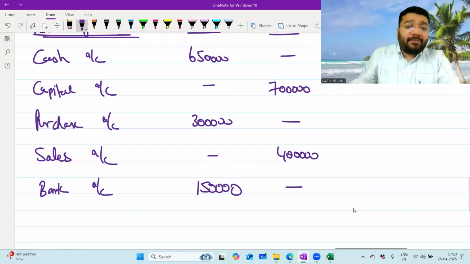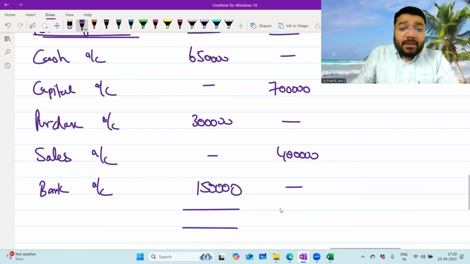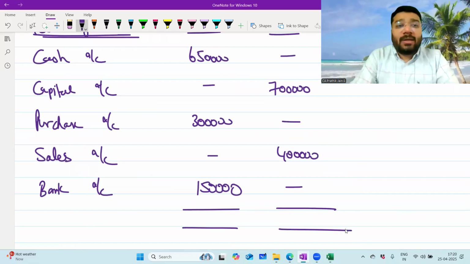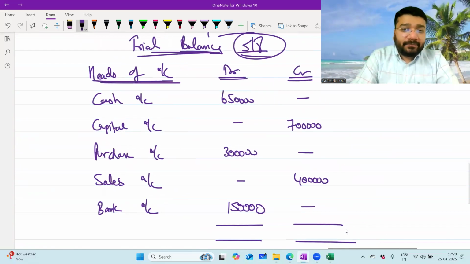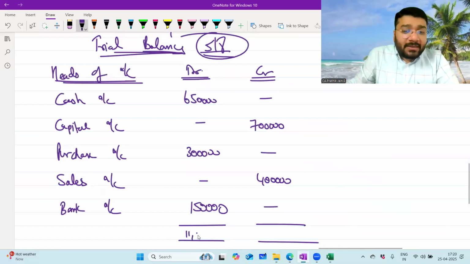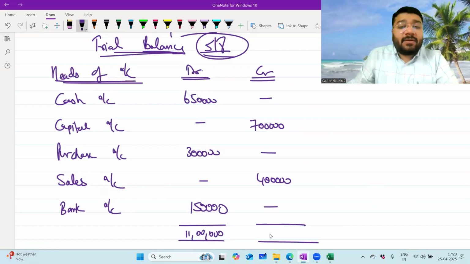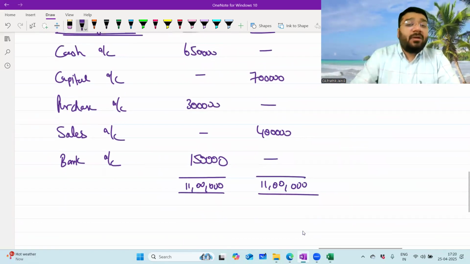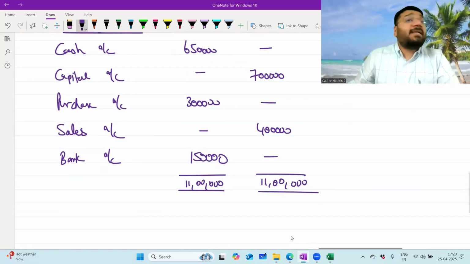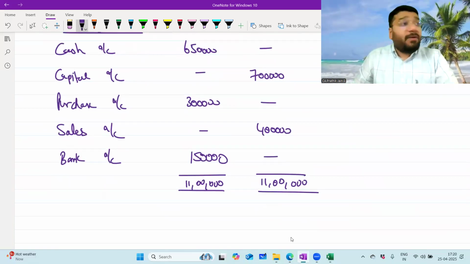The thumb rule is that the total of the debit column and the total of the credit column should match. Is it matching or not matching? How much is the total? 11 lakhs, and this is 11 lakh. Now, why are we preparing the trial balance? Is it a compulsory part that we have to prepare? Is preparation of the trial balance compulsory?